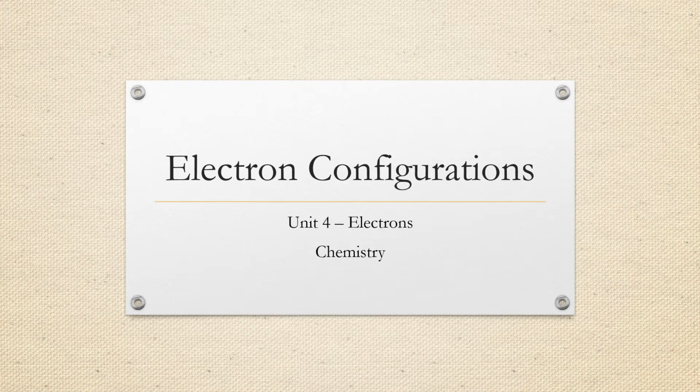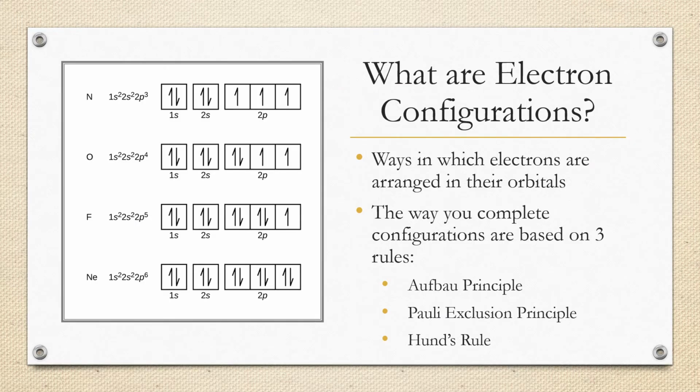All right, let's get into the real meat and potatoes of this unit, electron configurations. So what are they exactly? They're ways in which electrons are arranged in their orbitals. So this is actually a numerical or written or graphic representation of how these electrons fill in the orbitals and fill in the energy levels for each element. We tailor them specifically to the element in question.